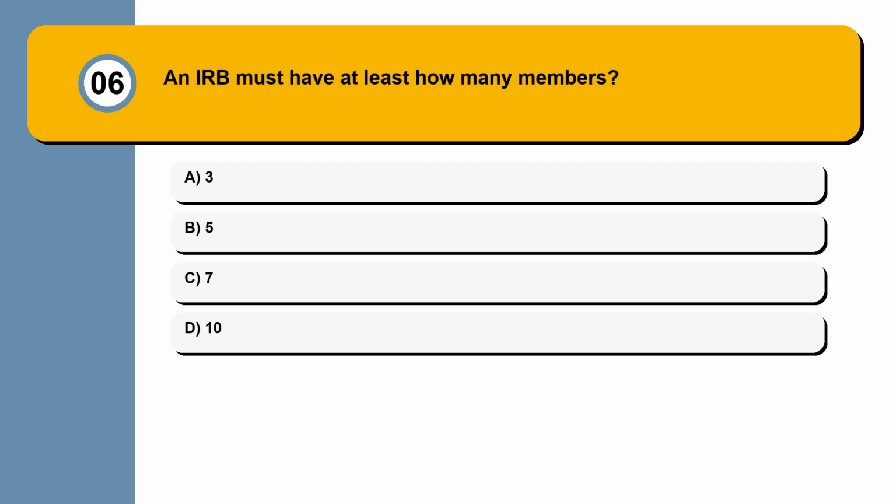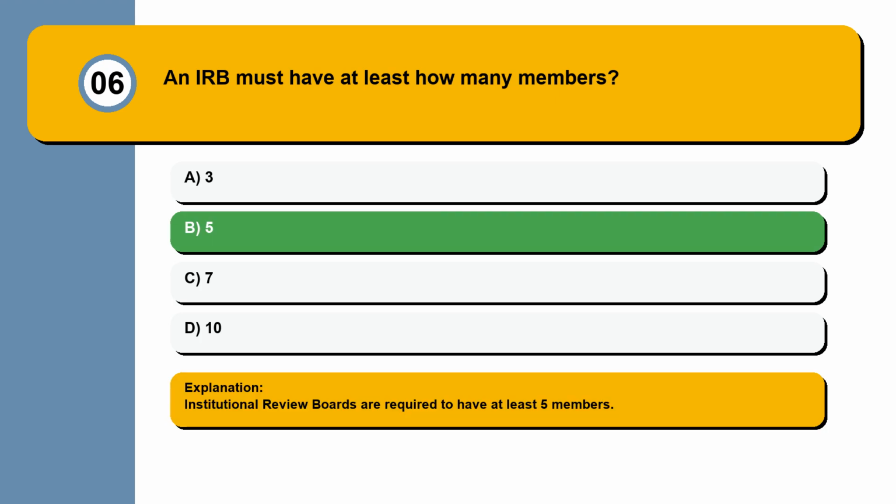Question 6. An IRB must have at least how many members? 3, 5, 7, 10. Institutional review boards are required to have at least 5 members.